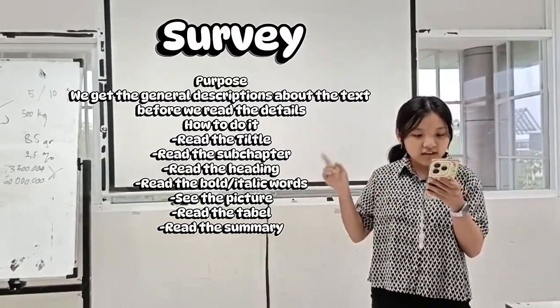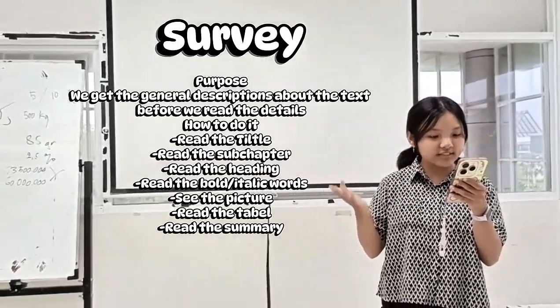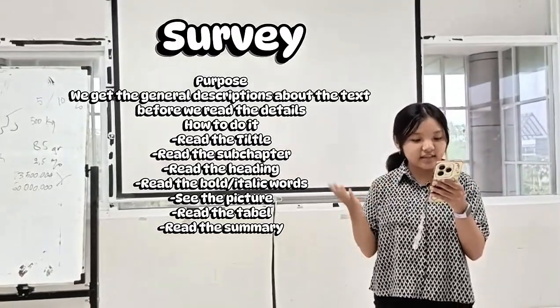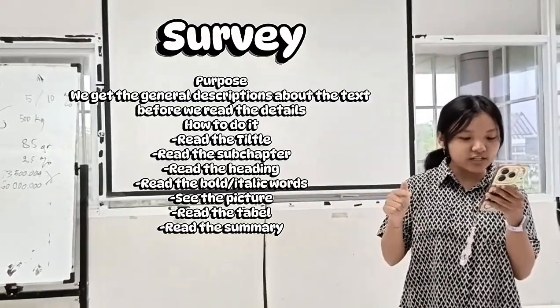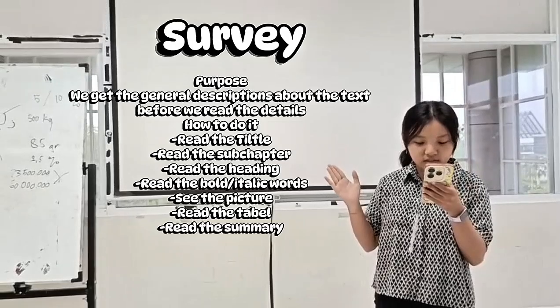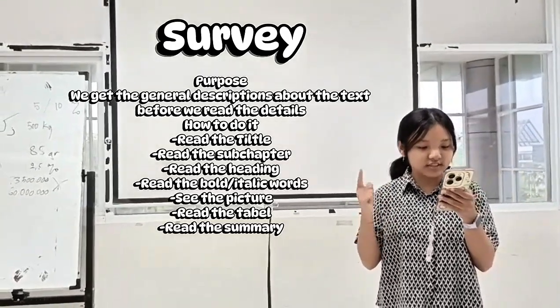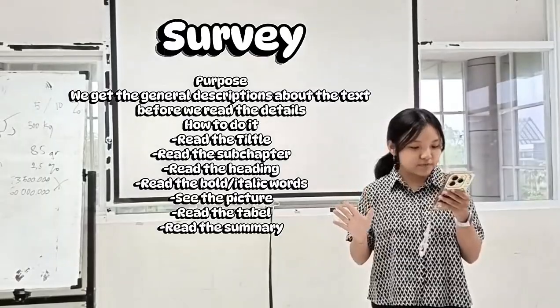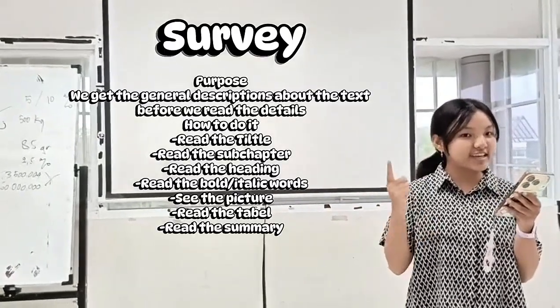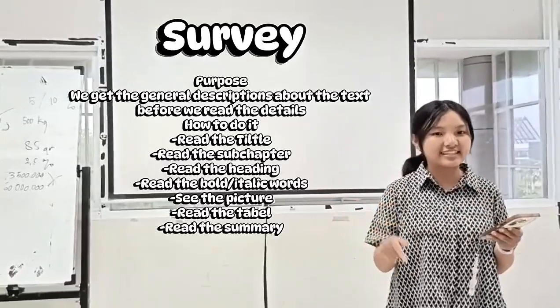How do we do it? Firstly, we skim the title, subheadings, bold or italic words, pictures, tables, and summary. This will give us clues about the structure and main point. And then the result: we will know what the text is about and the important parts of the text. So the survey step works like a map before taking a journey. You see the whole route first, then walk through it in detail.